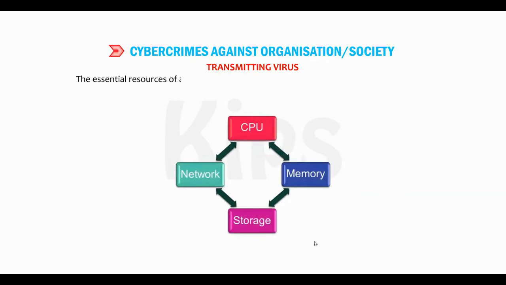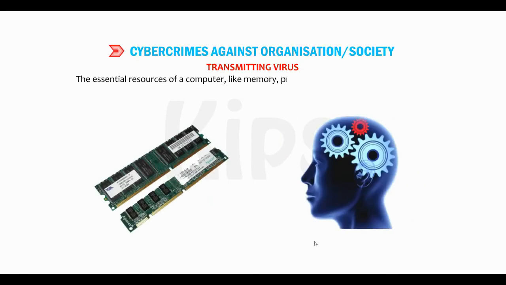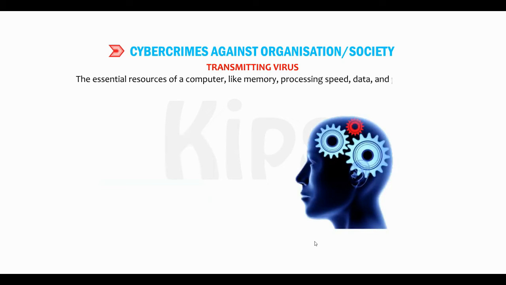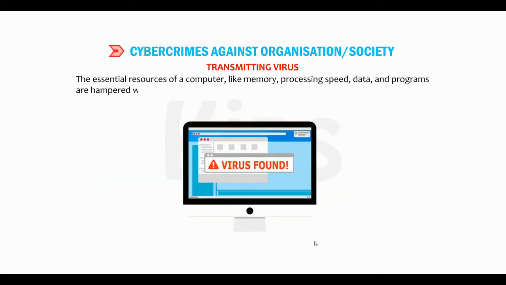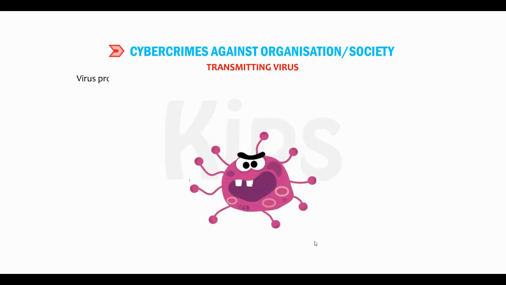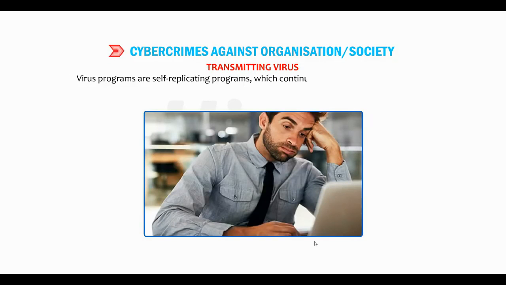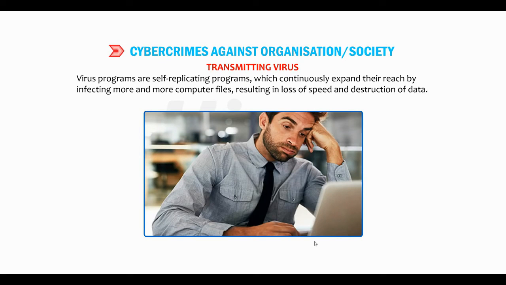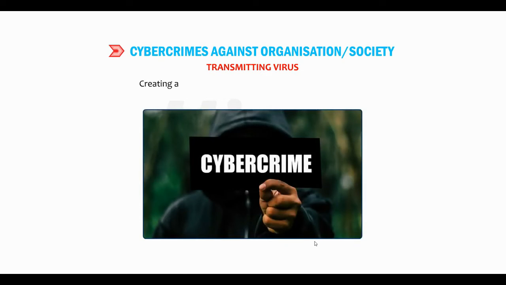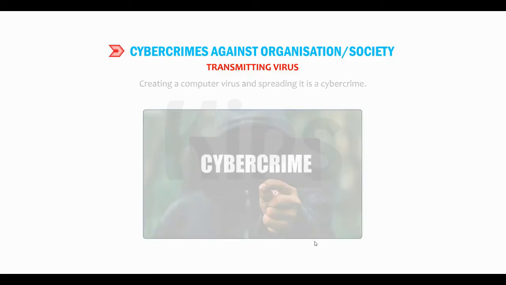The essential resources of a computer, like memory, processing speed, data and programs, are hampered when a virus spreads into the system. Viruses are self-replicating programs which continuously expand their reach by infecting more and more computer files, resulting in loss of speed and destruction of data. Creating a computer virus and spreading it is a cybercrime.